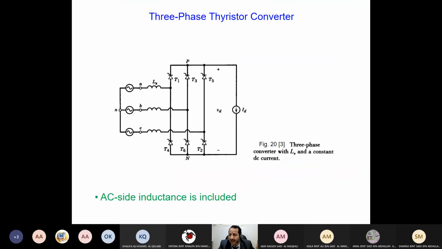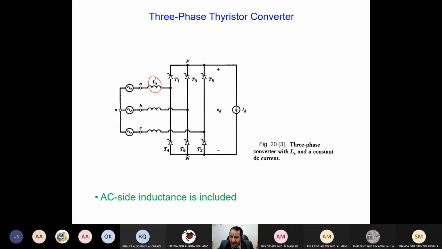Now, what about if I have inductance on the supply? It's not ideal anymore. There is inductance on the supply. When there is inductance on the supply, what do we expect? Tell me what process will happen here. What do we call the process when we have inductance on the supply? Commutation. Excellent, commutation. Commutation will occur.